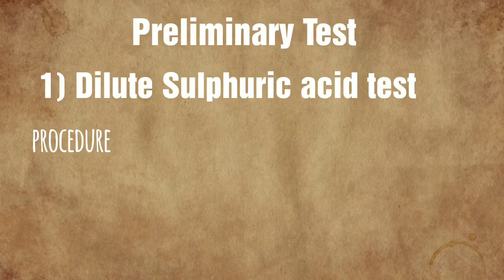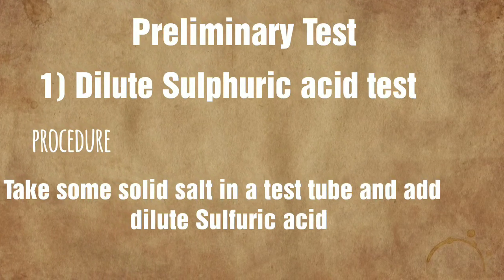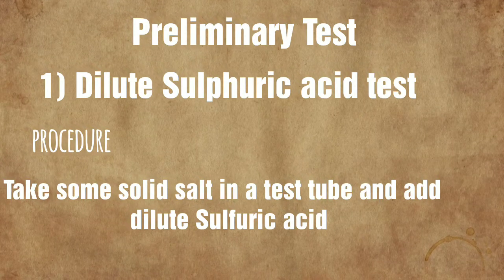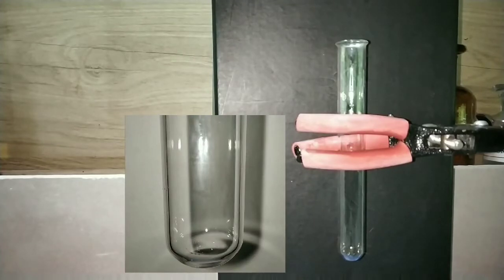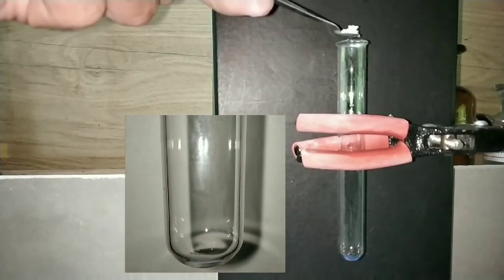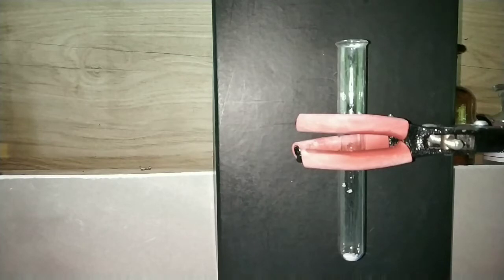The preliminary test is the dilute sulfuric acid test, where we take some solid salt in a test tube and add dilute sulfuric acid. Here, I have kept a test tube in an iron stand. Step 1 is to add the solid salt into the test tube. Here, I have added the solid salt. Step 2 is to add the dilute sulfuric acid into the test tube.